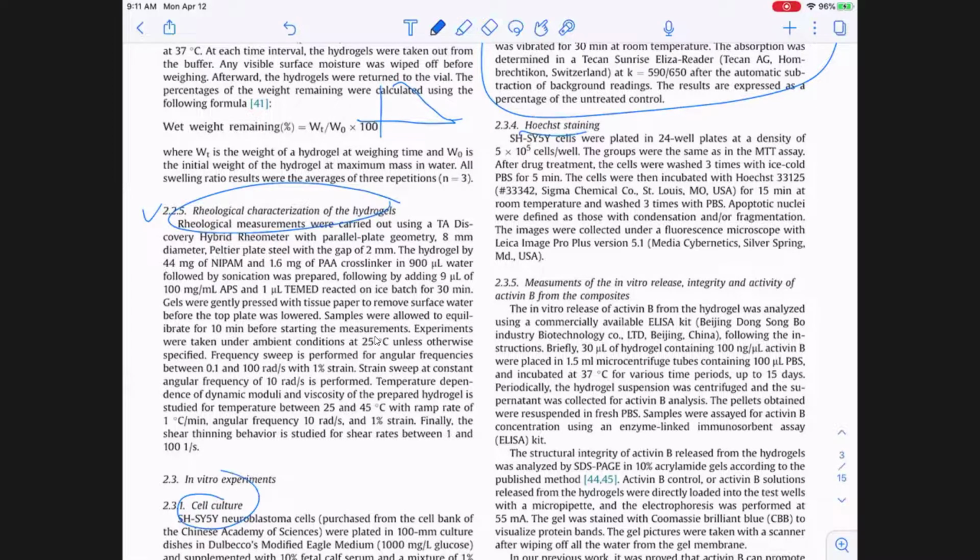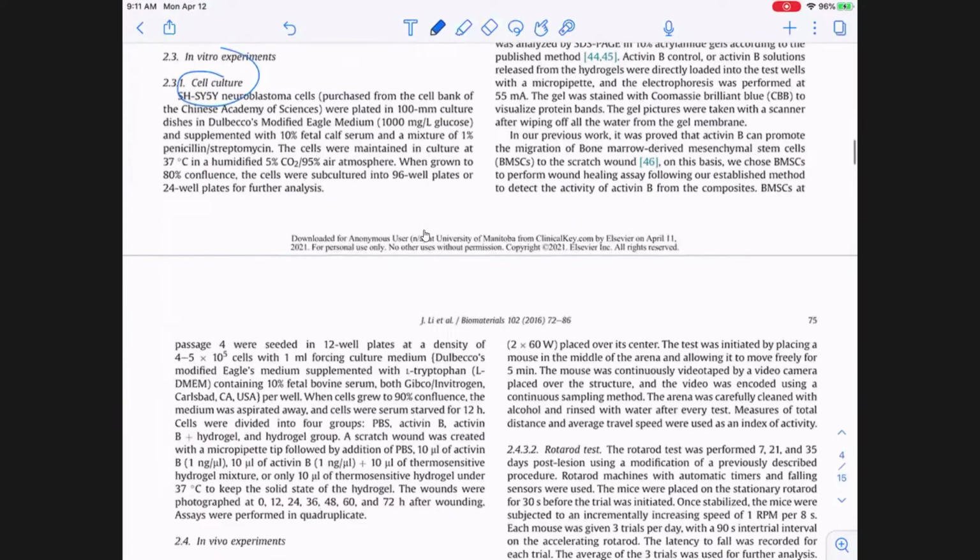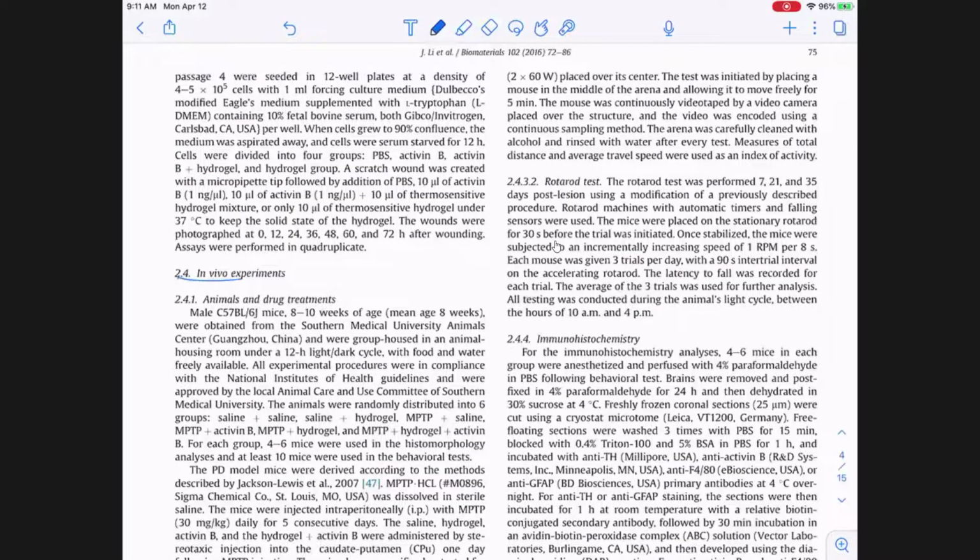It's very similar to the last paper, to take a look at the cells, to look at how many cells die, or to measure the in vitro release. We put the drug, Actin B, in the hydrogel to take a look at the release efficiency or release rate. And the in vivo experiments, the animal, that's one.